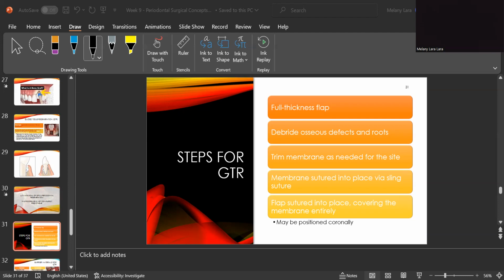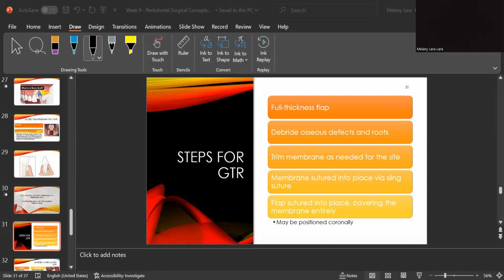Now, with this flap, it's the opposite of osseous resective surgery. We're not going to be repositioning it apically, we're going in with the intent to regenerate. So we're going to make sure it's positioned thoroughly. It's going to be completely covering the barrier membrane and hopefully getting that regenerative process happening, okay?